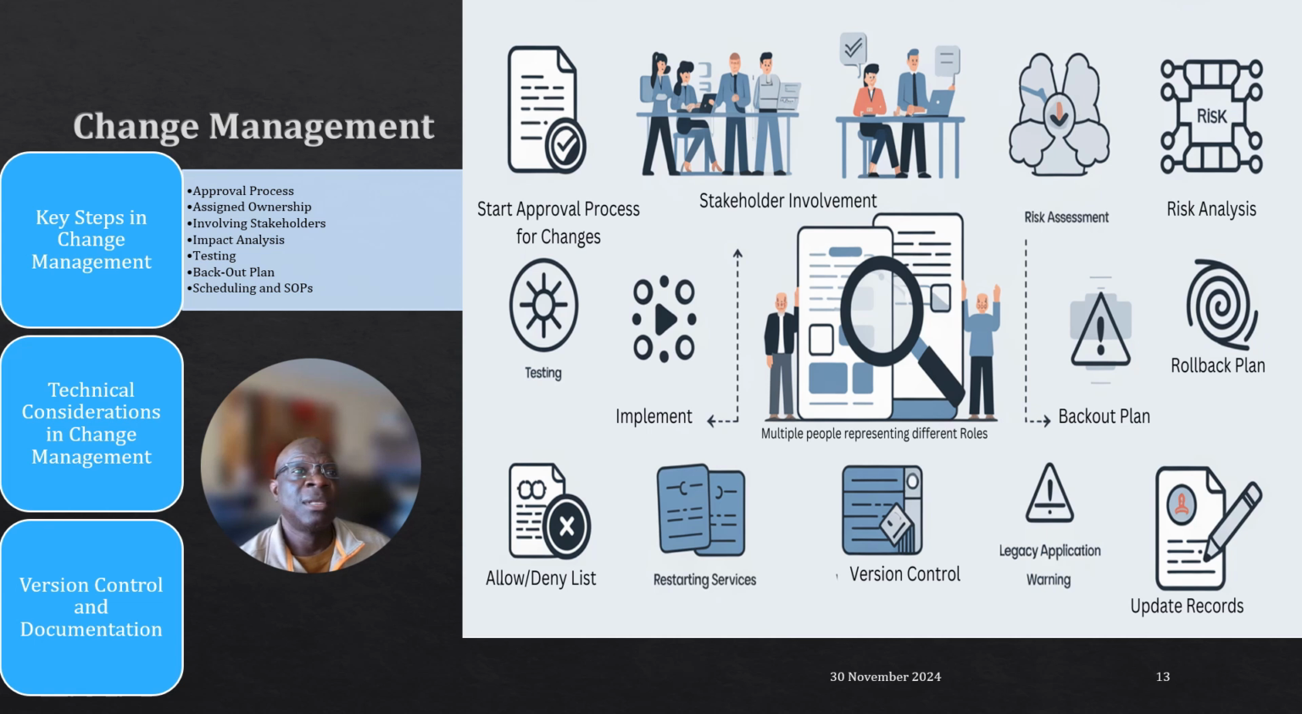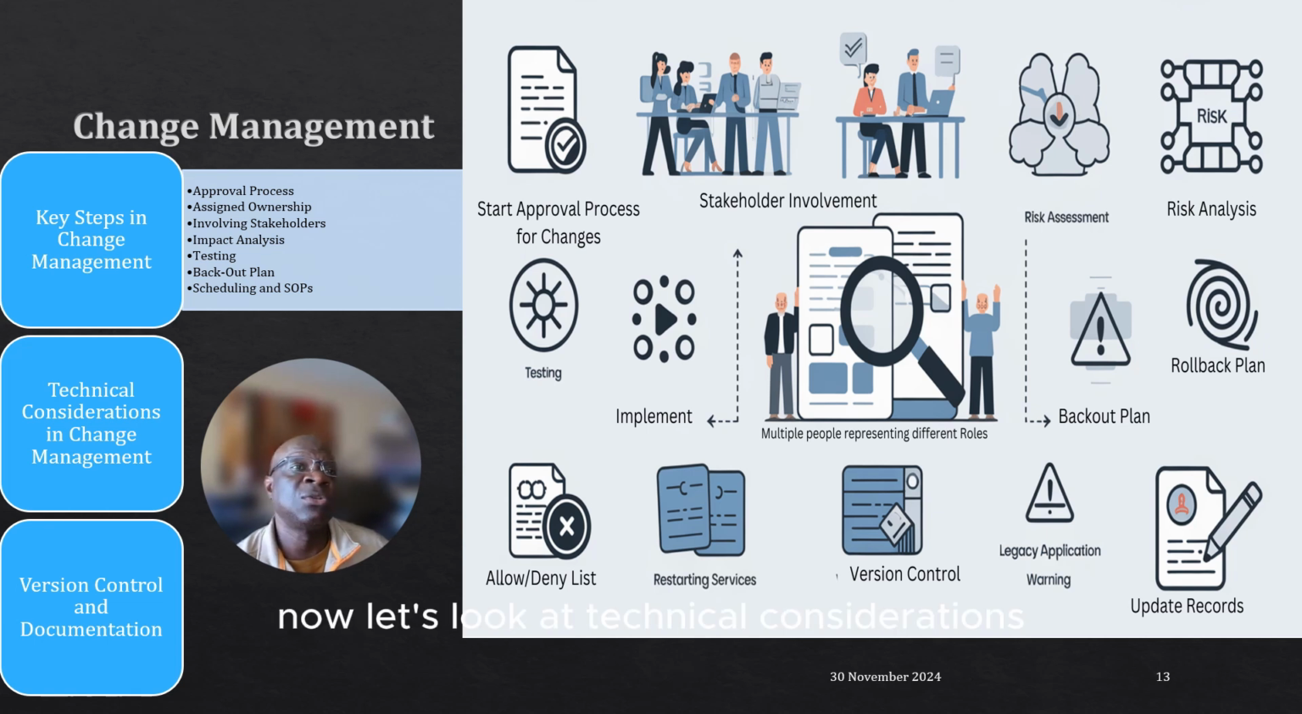And then number 7, scheduling and standard operating procedures. Let's start with scheduling. Scheduling changes during specific maintenance windows ensures minimal disruption to business operations. Second, following standard operating procedures, or SOPs, keeps the change process consistent and secure, making sure each step is completed correctly.